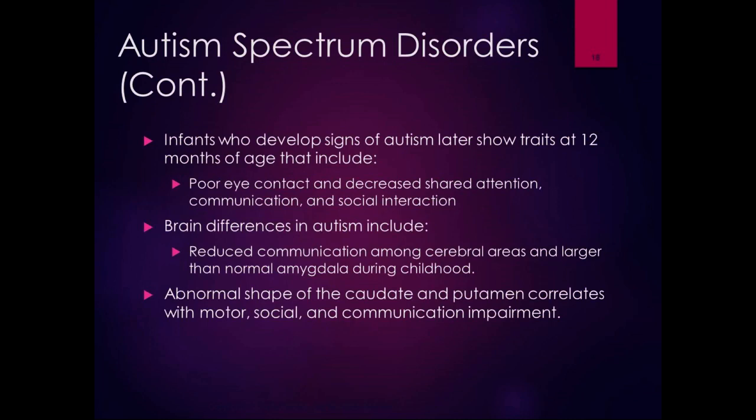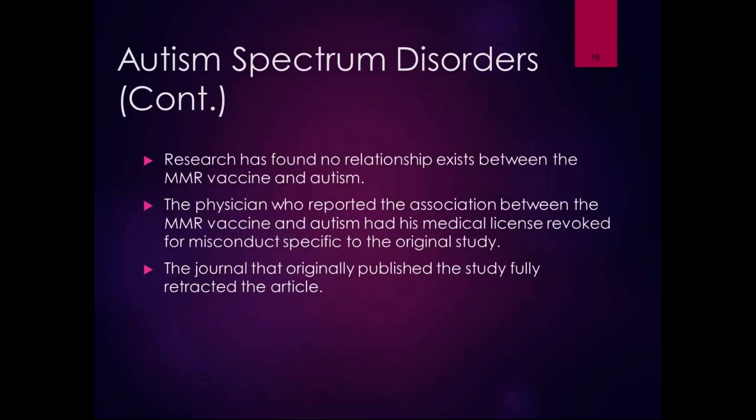So infants who develop signs of autism later show traits at 12 months of age that include poor eye contact and decreased shared attention, communication, and social interaction. There are brain differences in autism: reduced communication among cerebral areas, and larger than normal amygdala during childhood. There's also abnormality in the shape of the caudate and putamen, which correlates with motor, social, and communication impairment. So again, physical defects in the brain.